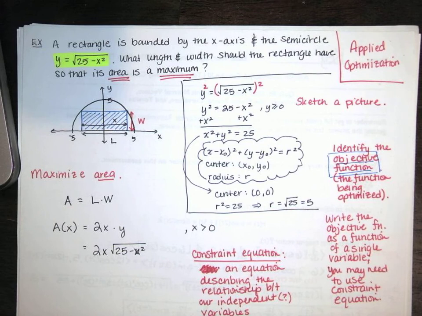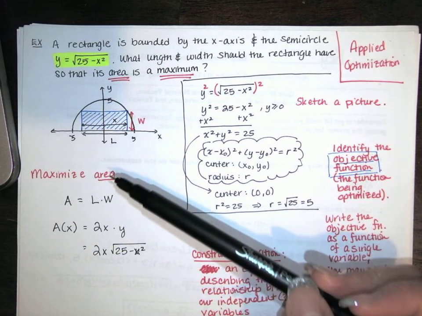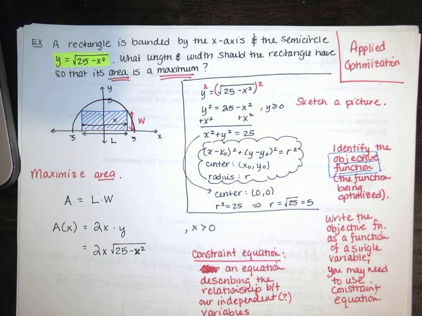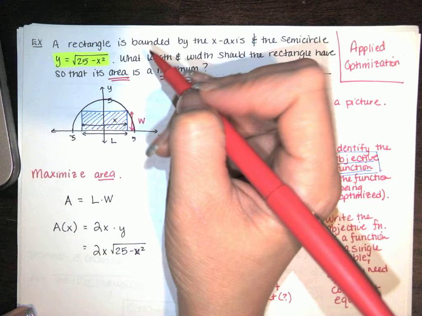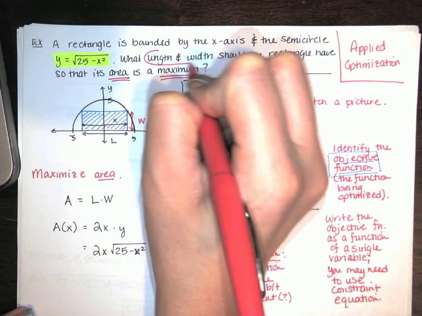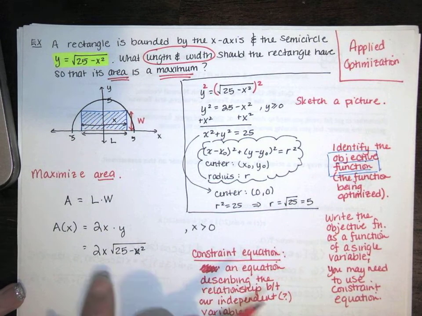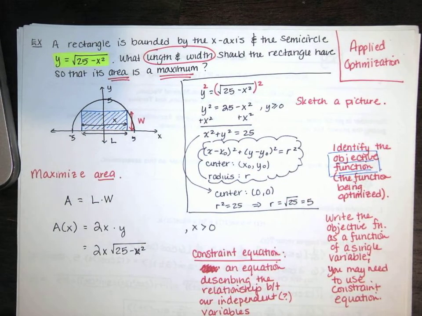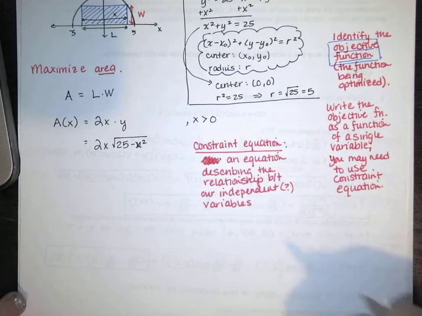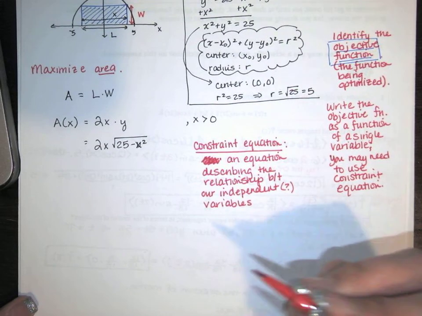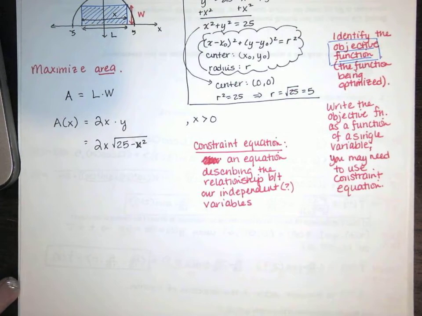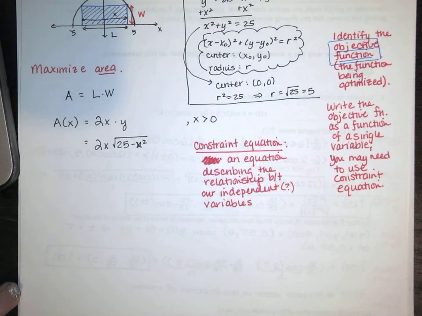Okay, now what do we do? Well, we were asked to maximize the area. And what else were we asked? We were asked for the length and width. What length and width should the rectangle have? So we're asked for 2 dimensions so that the area is at a maximum. So let's maximize the area function using either the first derivative test or second derivative test now, and then we'll go back and answer the question that they asked us.